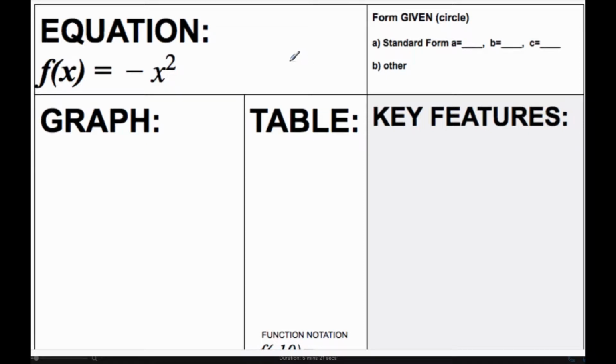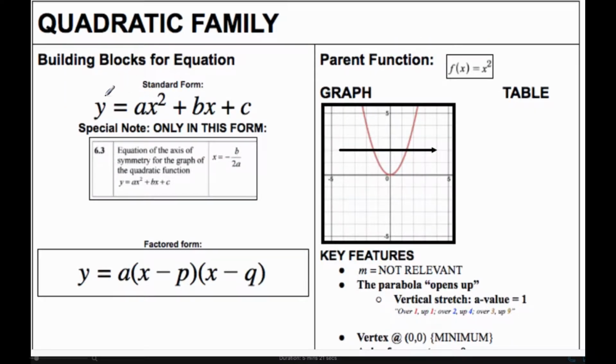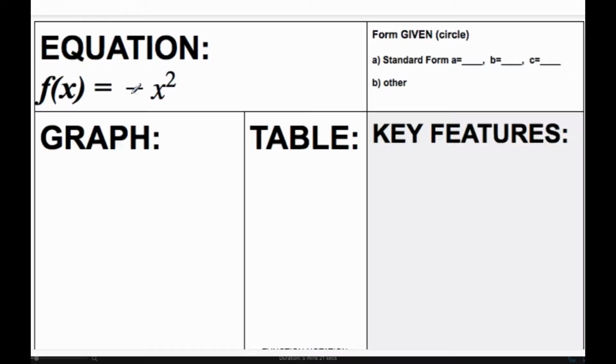Okay, everyone, it's Mr. Rops here, and we are going to work on our first puzzle with quadratics. Here is our equation, f of x equals negative x squared. If we think about our building blocks, I know standard form looks like y equals ax squared plus bx plus c. Here I can see that my a value is negative 1. It's like plus 0x plus 0, so my b value is 0 and my c value is 0. It is in standard form. There is no other form here as of yet. So I can clear this off.